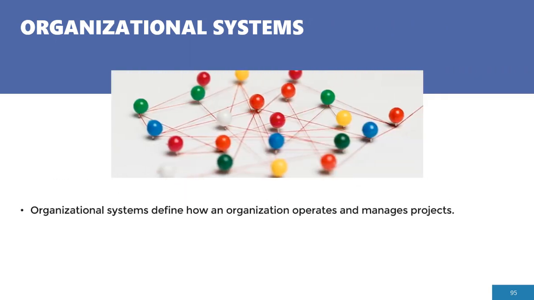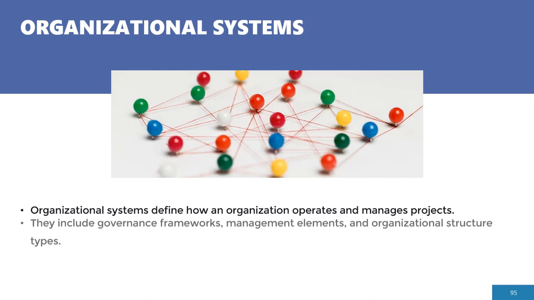So what are organizational systems? These are systems that define how an organization operates and manages projects. Every organization has its systems. These systems are a collection of components that interact and interrelate with one another, and at the end of the day, determine how the organization operates and how it manages projects.